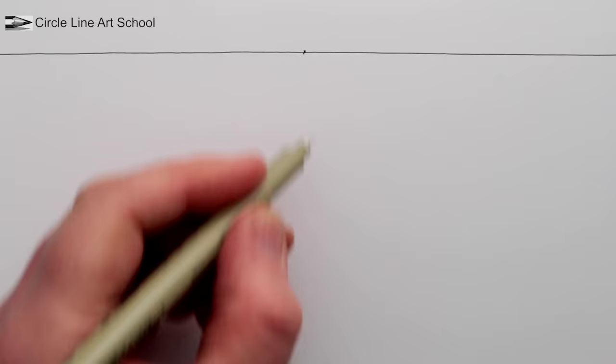Next, draw four lines to the vanishing point from the base of the paper. These will be the two main roads of the drawing.